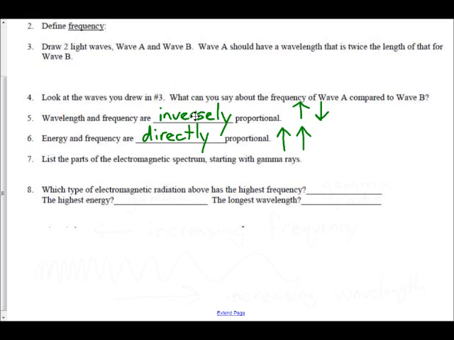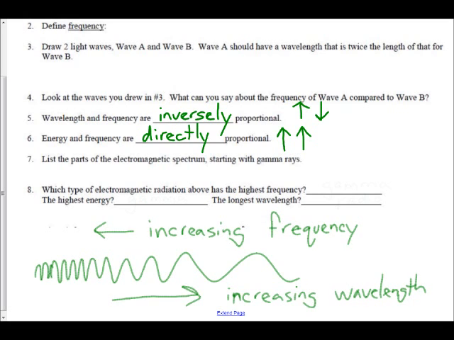Now, you can list the parts of the electromagnetic spectrum, that's in your notes, but I do want to cover how to interpret that table. So your table will look like this. When the waves over here are squished together, that means they're high frequency. When they're longer and farther apart, that means low frequency. It also means a longer wavelength.